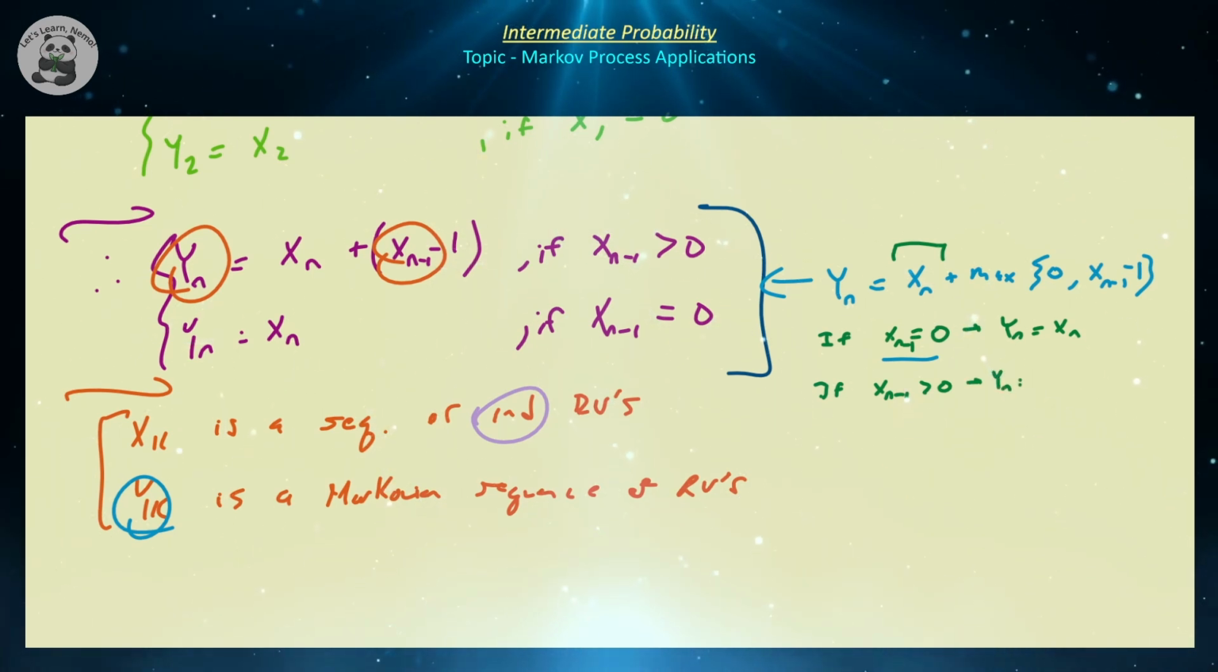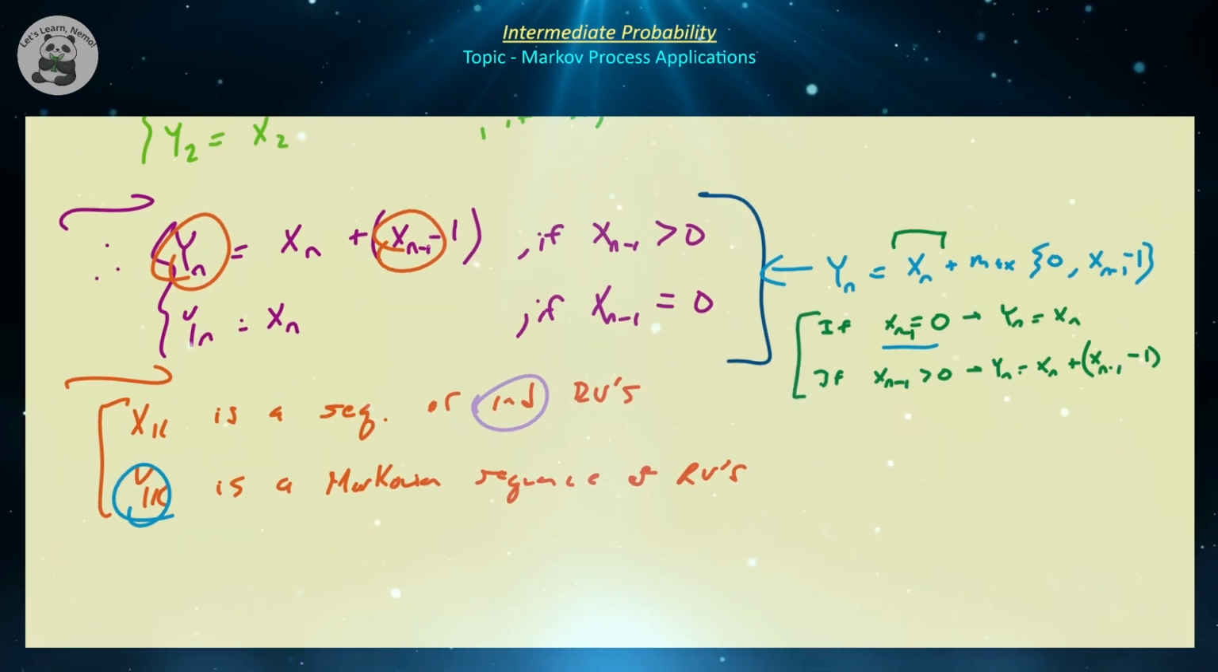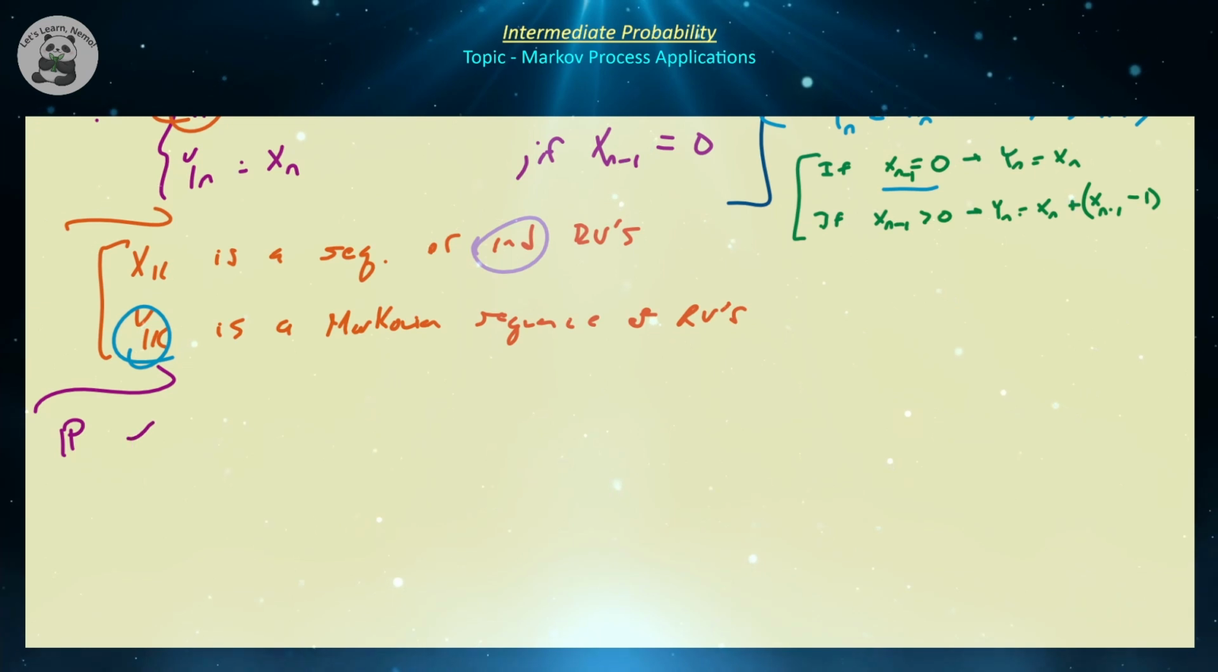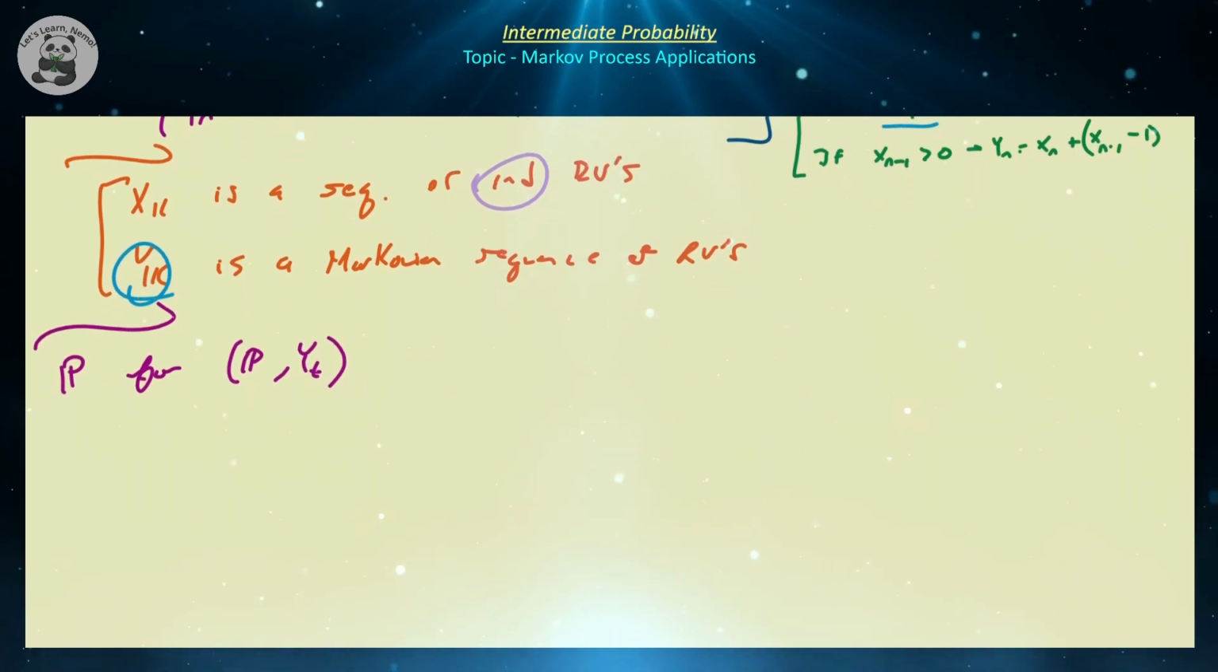So Y_n will just be equal to the number of people that arrive plus the number of people that were there before minus 1, and that gives us the exact model that we had. Okay, so now that we have this Markovian process, our goal is to find our stochastic matrix P for our Markov chain Y_t. Okay, so what exactly will this be?